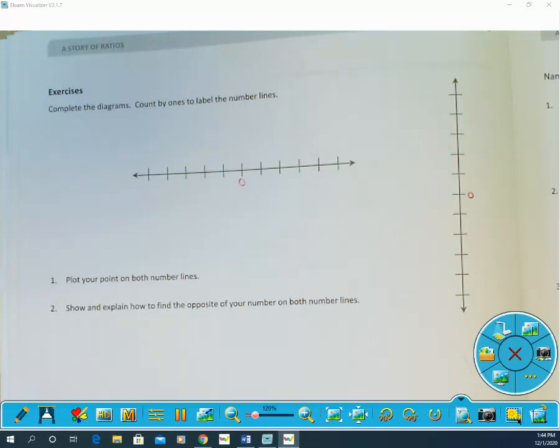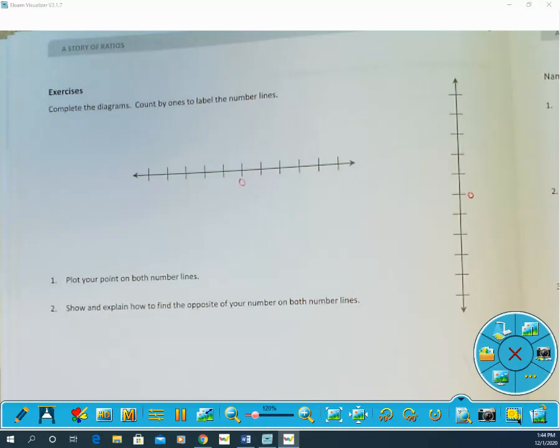Okay, and integers is just a math term that we use to describe whole numbers and their opposites. So like 1, 2, 3, -1, -2, -3, 0, -10. Those are all just integers. So whole numbers, positive or negative, is what we call an integer.